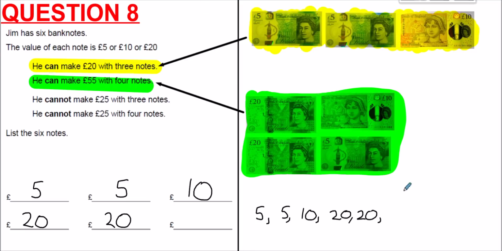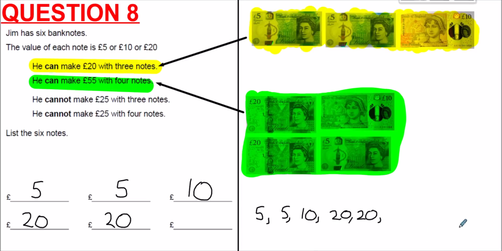So let's just imagine maybe the other note's a £5 note. Well, if the other note was a £5 note, could he make £25 with 4 notes? Well, if the other one was a £5 note, he could make £25 with 4 notes, because he could pick a 10, a 5, a 5, and a 5. And so the other note can't be a £5 note, because if it were, he could make £25 using 4 notes by picking a 10 and 3 5s. And so it can't be a 5er.